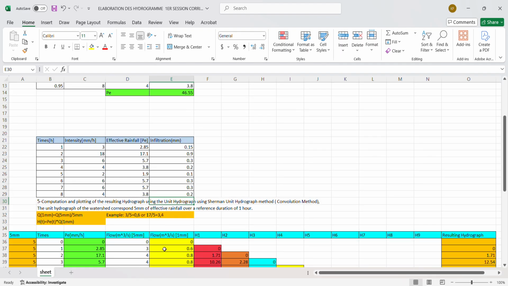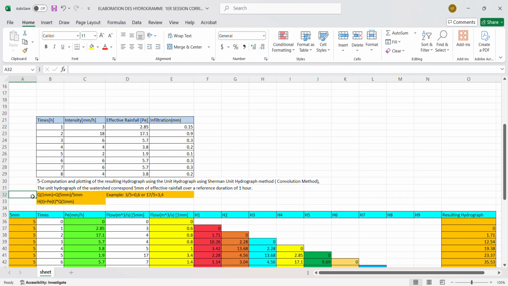Now we will find our unit hydrograph. We will use the Sherman method here, and from our result data at 1 hour we have 5 millimeter of effective rainfall, and from that 5 millimeter of effective rainfall we will find our unit hydrograph. Here we have a flow rate for 1 millimeter equal to the flow rate for 5 millimeter divided by 5.